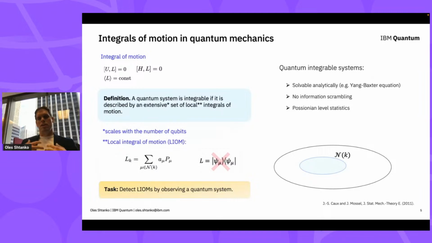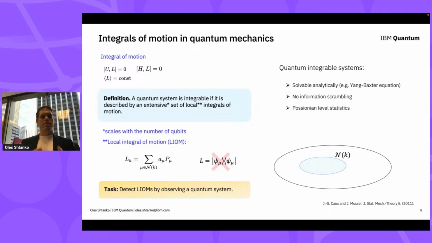Now, if you go to quantum mechanics, the notion of integrability is slightly different. When we talk about integrable dynamics in quantum mechanics, people usually talk about something which is solvable analytically. Sometimes they say it's also solvable by the Yang-Baxter equation. More broadly, researchers define integrability as the absence of quantum information scrambling, or chaoticity. Physicists like me sometimes think about integrability as a certain statistic of energies. But broadly, you can define integrability in quantum systems in the same way as you do in classical mechanics.